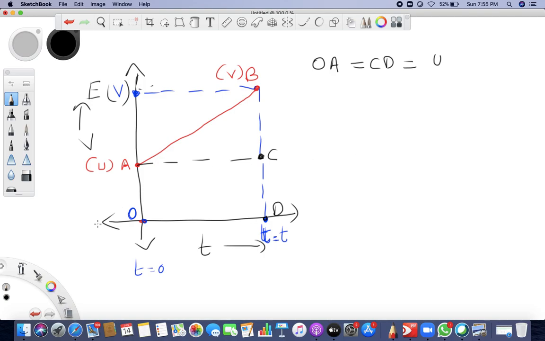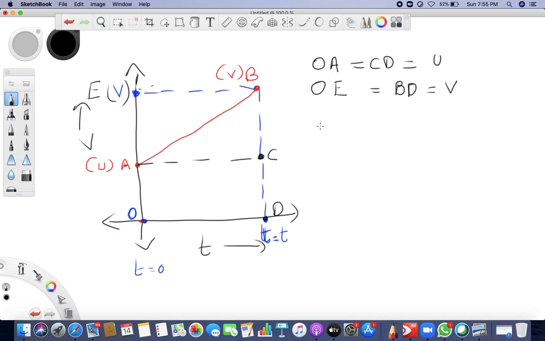Your OA is u, right? So from O to A, the velocity is u. Understand this very properly. Similarly, from O to E, same as B to D, that is v. I am talking about the vertical line, and when you talk about a vertical line, we talk about velocity. So O to A or C to D, the initial velocity is u, because they are parallel, they are the same. Similarly, O to E and B to D, that is the final velocity v.